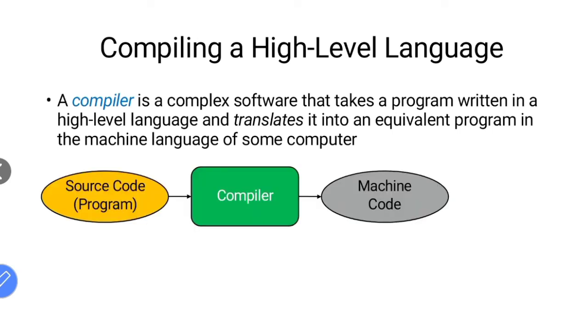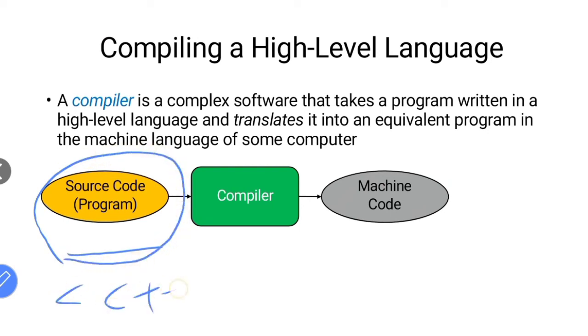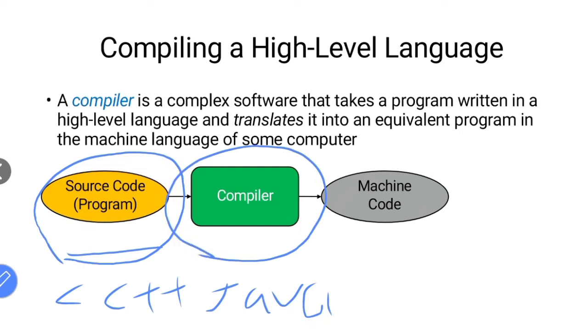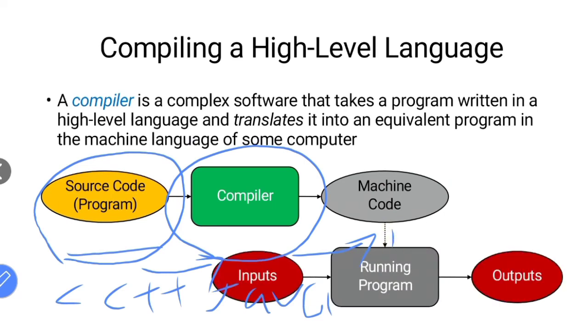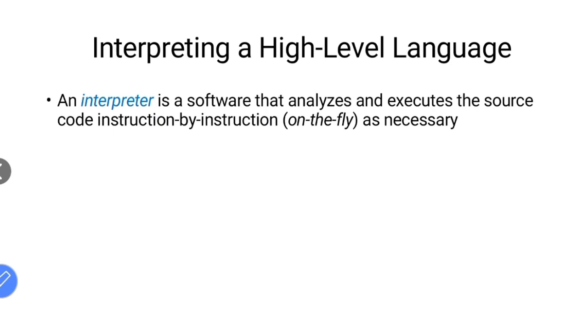Now let us understand with the pictures. The source code is nothing but a program which we write either in C or C++ or Java. Now the compiler does its task to convert this source code into the machine code, and the machine can understand this program and run this program, take input and produce outputs. So this is the basic structure of a compiler based programming language.